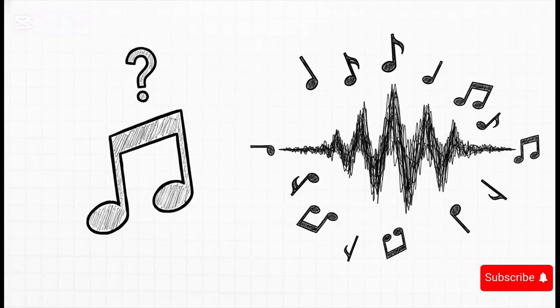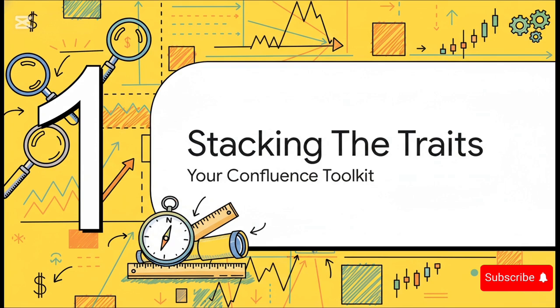So, here's the big mindset shift, okay? You've got to stop looking for that one magic bullet, that one perfect signal. It just doesn't exist. The real power, the real edge, comes from combining several good, solid signals all together. We're not looking for a solo act here. We are building a full-on choir, where all the different voices are singing in perfect harmony right at the same key level.